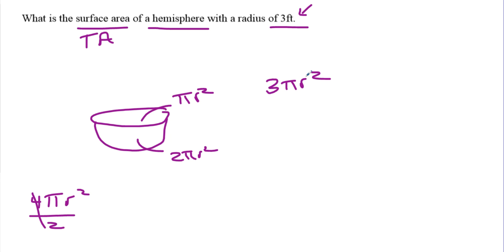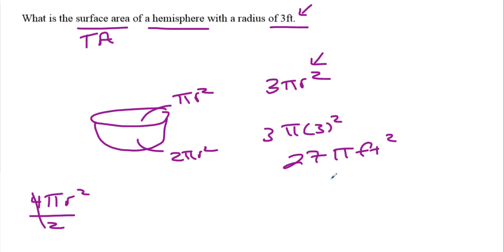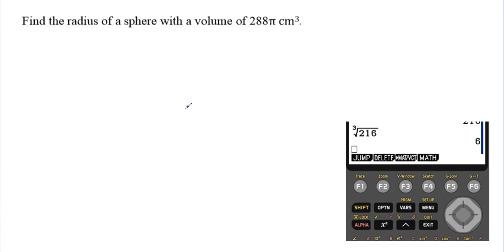Well, we plug that 3 right there. 3 pi times 3 squared. That's 9 times 3 is 27 pi. Okay? And it didn't say find the approximate, so I'm just going to leave it like that. So that's going to be feet squared. All right. If you want to find the approximate, you just put pi in the calculator, but there's no reason to if you don't have to require it.